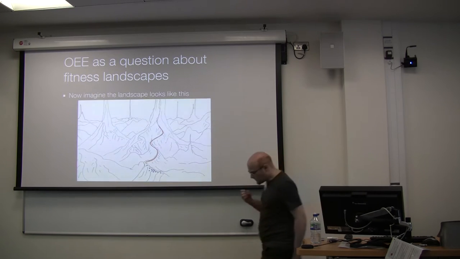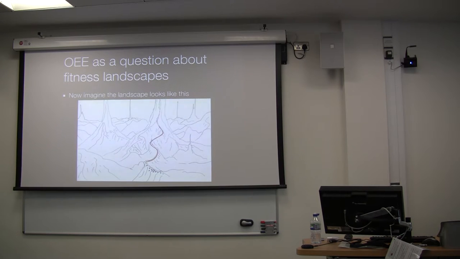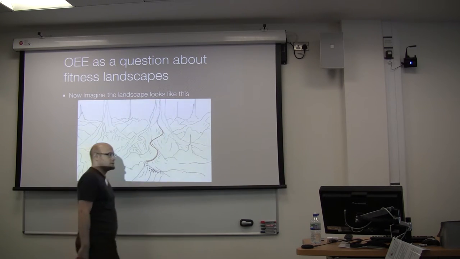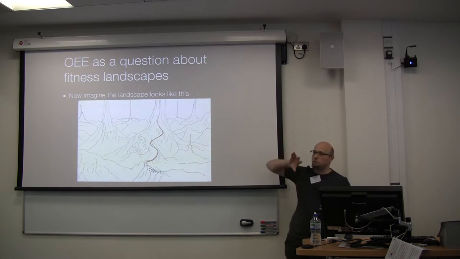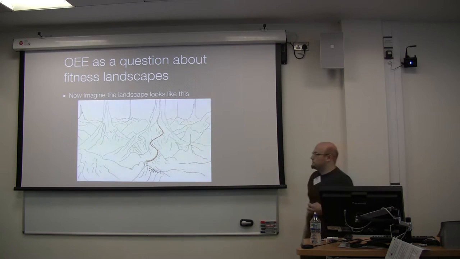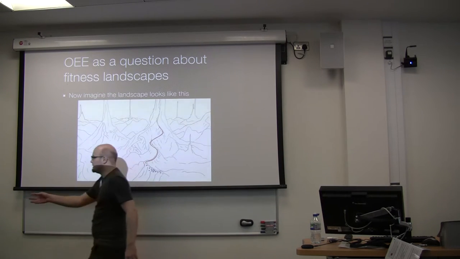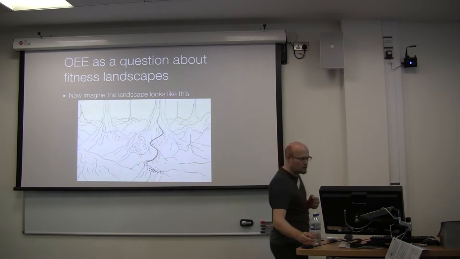But if we try to imagine what real fitness landscapes might look like for something like a human being, it's totally different from that. It's not a single peak. There are many peaks that represent qualitatively different solutions to the problem of staying alive. And the path to the peak is extremely long and winding.